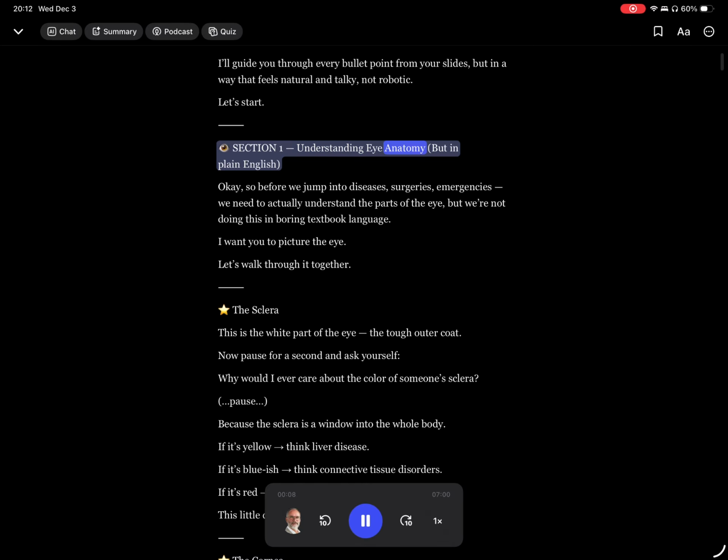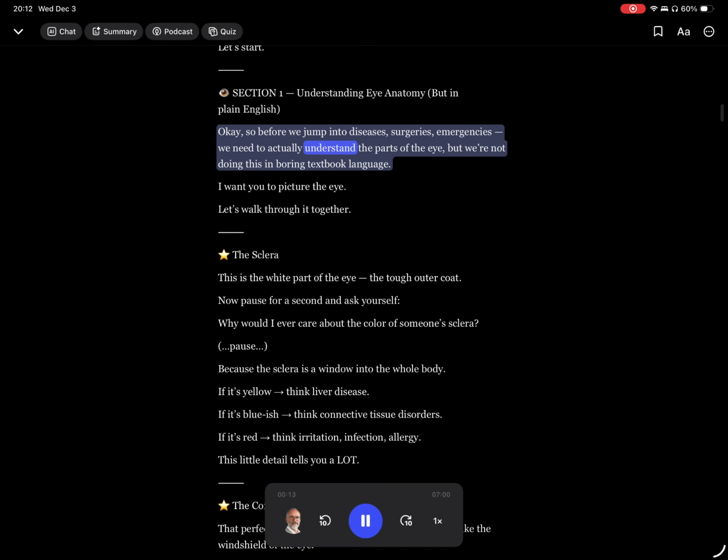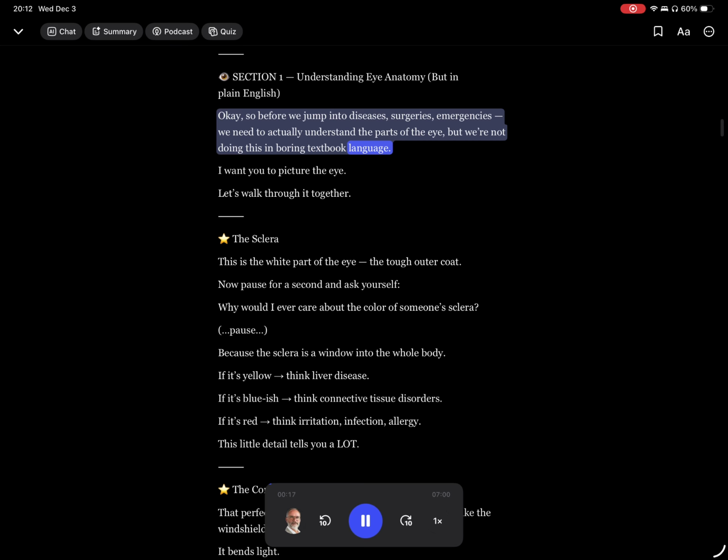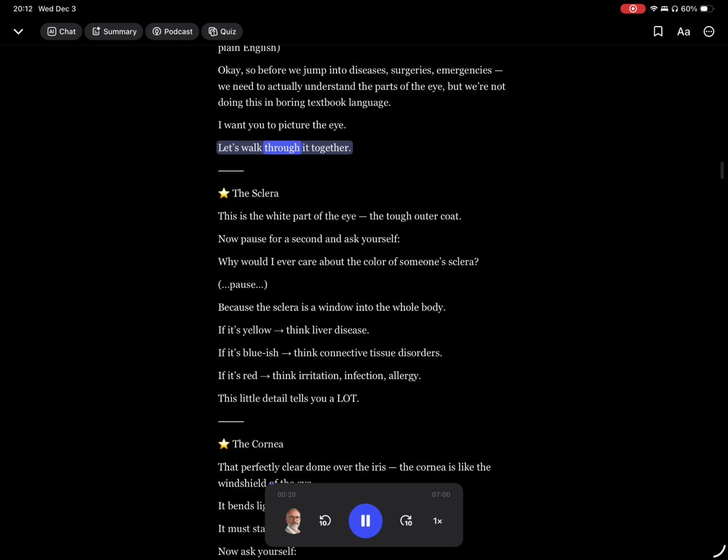Understanding eye anatomy. Okay, so before we jump into diseases, surgeries, emergencies, we need to actually understand the parts of the eye, but we're not doing this in boring textbook language. I want you to picture the eye. Let's walk through it together.